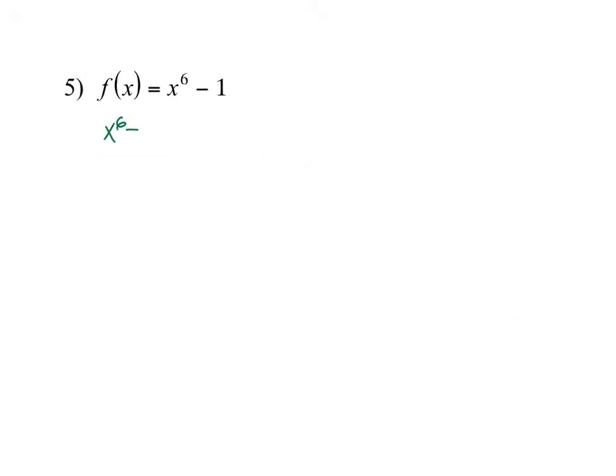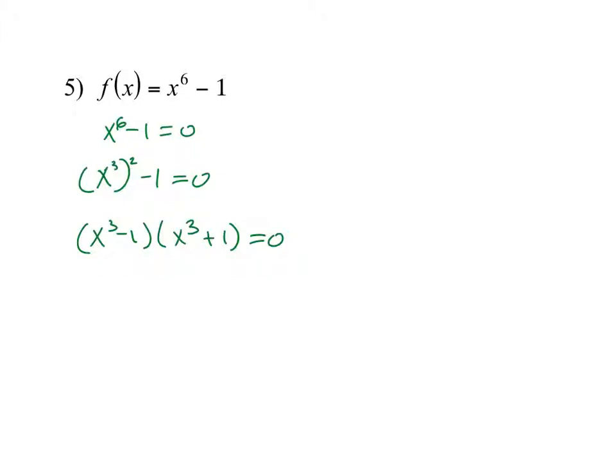Now, number 5: x to the sixth minus 1 equals 0. Right? So this one, I'm going to start by writing it as a difference of squares, right? Because I can write this one as (x cubed) squared minus 1 equals 0. So I have a difference of squares. So I have (x cubed minus 1) times (x cubed plus 1) equals 0. Now here I have x cubed minus 1 equals 0, and I have that right over here, so I can have a little more space, x cubed plus 1 equals 0. So I have a difference of perfect cubes, and I have a sum of perfect cubes.